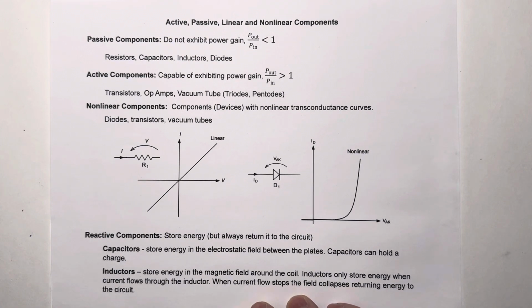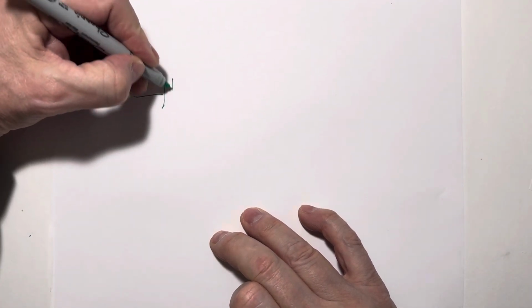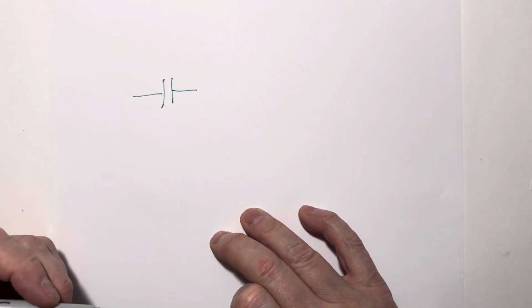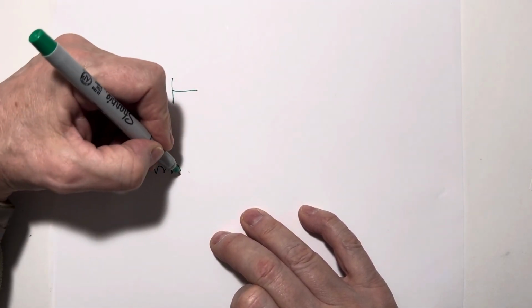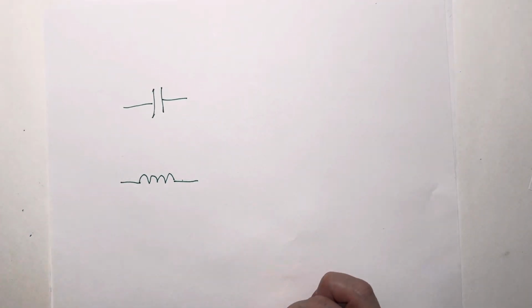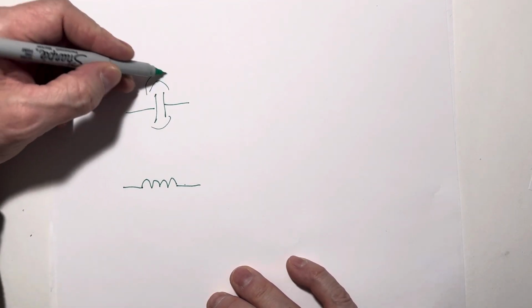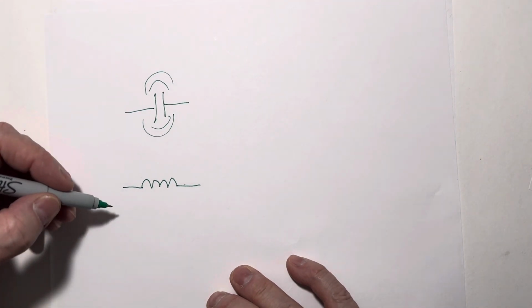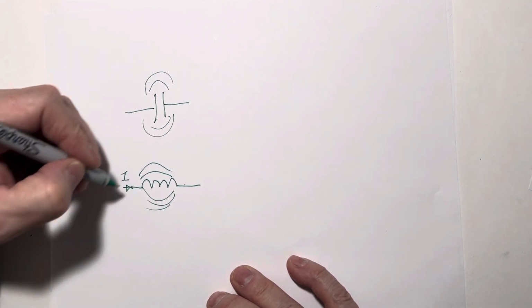Examples are capacitors and inductors. Now, a capacitor is basically just two metal plates separated by some insulating material called the dielectric. An inductor is typically just a coil of wire. It could be solenoidal or toroidal or any variety of configurations, but the fundamental difference is the capacitor stores energy in an electrostatic field developed around the plates. The inductor stores energy in a magnetic field that's generated when current flows through the inductor.